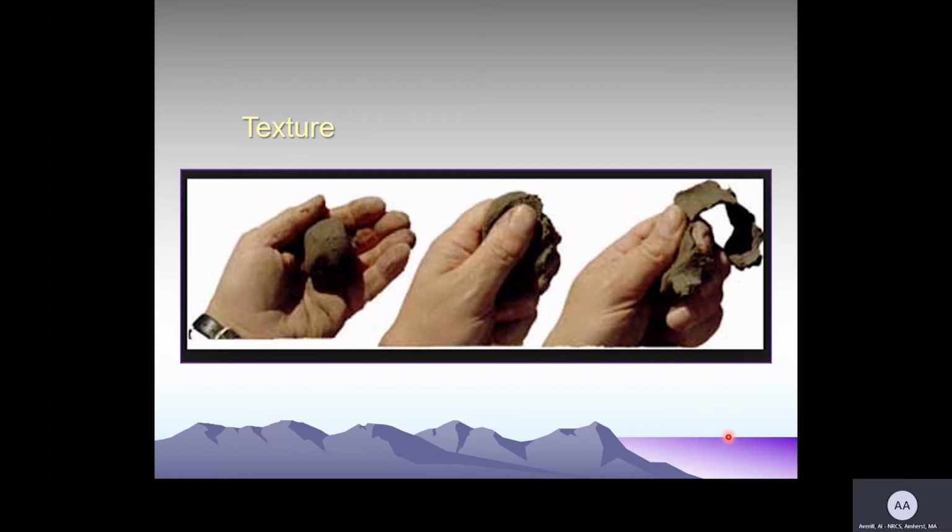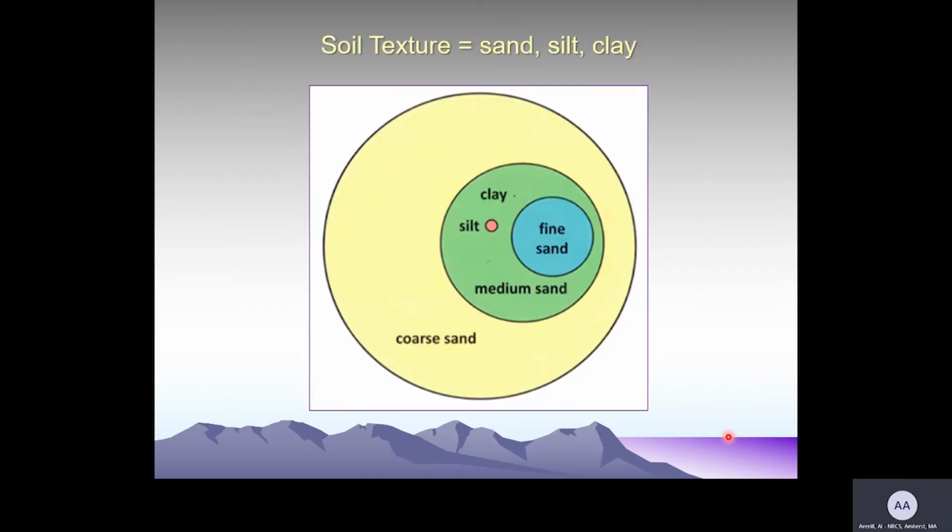And the different proportions of the sand, silt, and clay result in various texture classes. Depending on how much clay there is, how much silt there is, how much sand there is in the soil will have a huge effect on how the soil behaves. So let's talk about that a little bit.